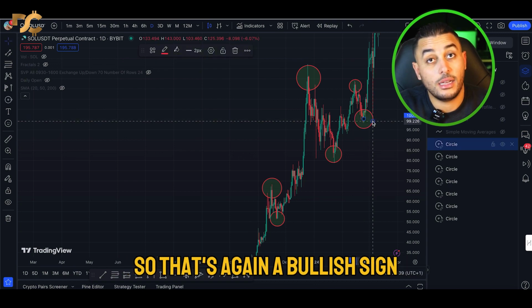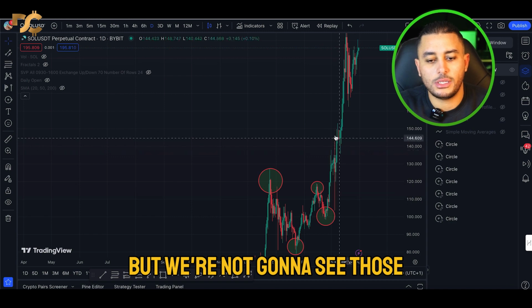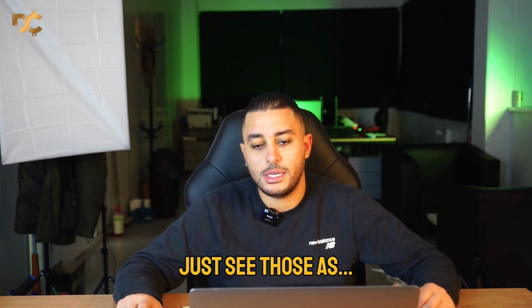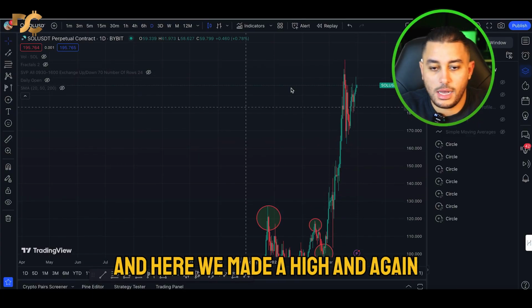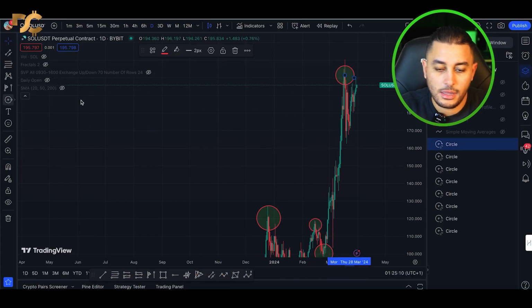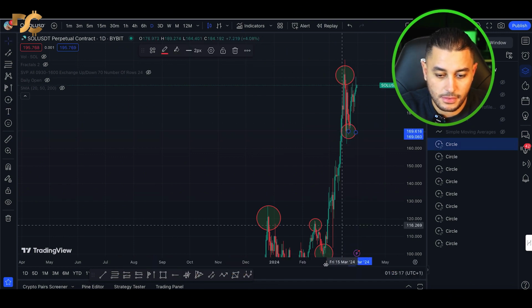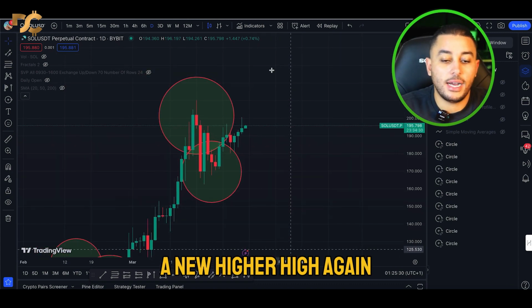And here we made a new higher low. So that's again a bullish sign. Here we have some red candles, but we're not going to see those as highs or lows. Just see those as bumps on the road up. And here we made a high, and again a higher high, and again a higher low. And I'm expecting it to make a new higher high again.